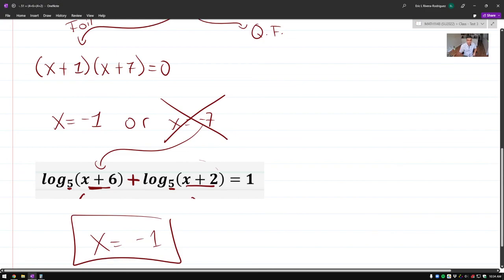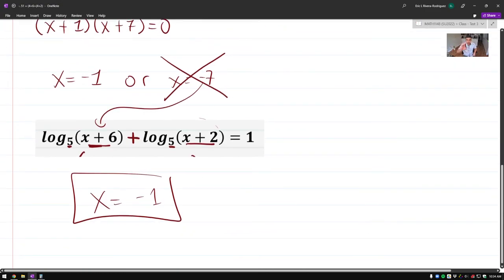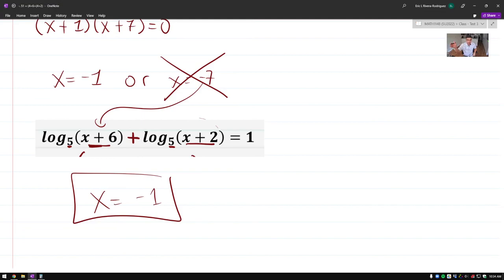This is important. If you put both values for x, both zeros, negative 1 and negative 7, you are going to lose points because you need to be precise. You need to remember that we are working with logarithmic functions.